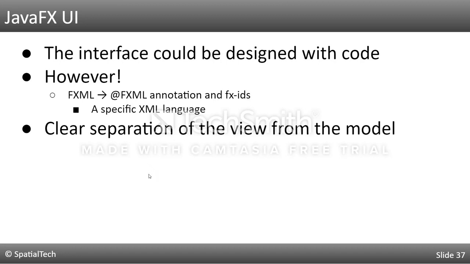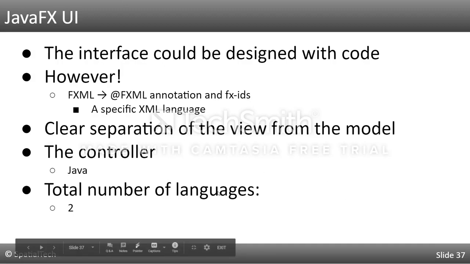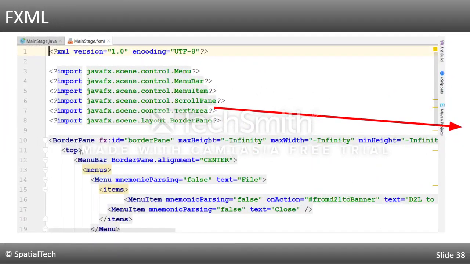So we try to separate the view and the model, right? In that, there is a controller, right? And the controller is written in Java. Total number of languages, 2. You got the FXML language and the Java language. Okay?